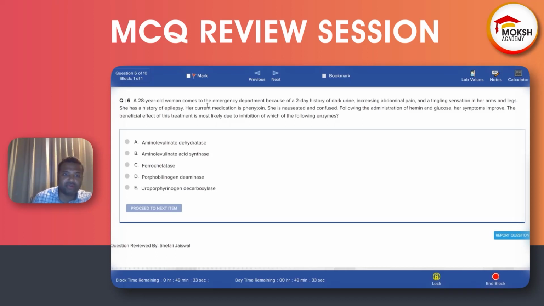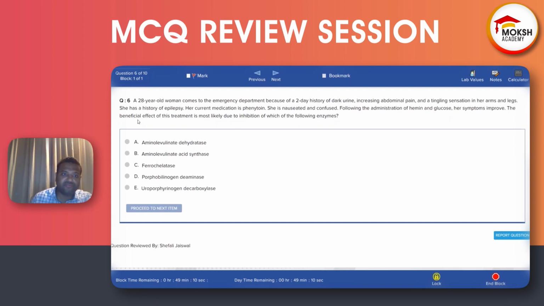A 28-year-old woman comes to the emergency department because of a 2-day history of dark urine, increasing abdominal pain, and tingling sensation in her arms and legs. She has a history of epilepsy. Her current medication is phenytoin. She is nauseated and confused. Following the administration of hemin and glucose, her symptoms improve.